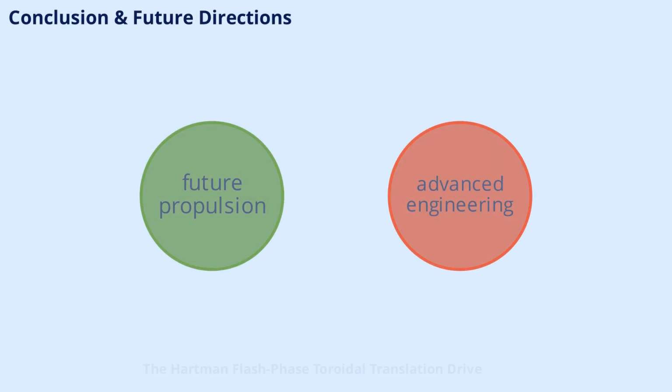The Hartman flash phase toroidal translation drive represents a leap forward in propulsion technology. Its unique combination of field interaction physics, advanced materials, and precision engineering sets a new standard for aerospace innovation. As research continues, the HFPTD will inspire future generations of engineers and scientists, paving the way for new discoveries and applications in both space and terrestrial transportation.